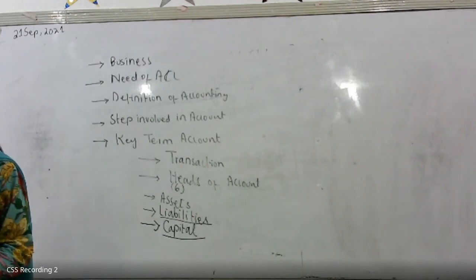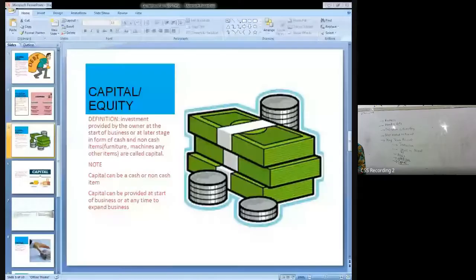Capital is also called equity, and now I'm going to define it. Capital is investment provided by the owners at the start of the business or any later stage in the form of cash or non-cash items, for example, furniture, machinery, land, or other items. Okay, we have some points: capital can be in cash or non-cash items. Capital can be provided at the start of the business or at any time to expand our business.